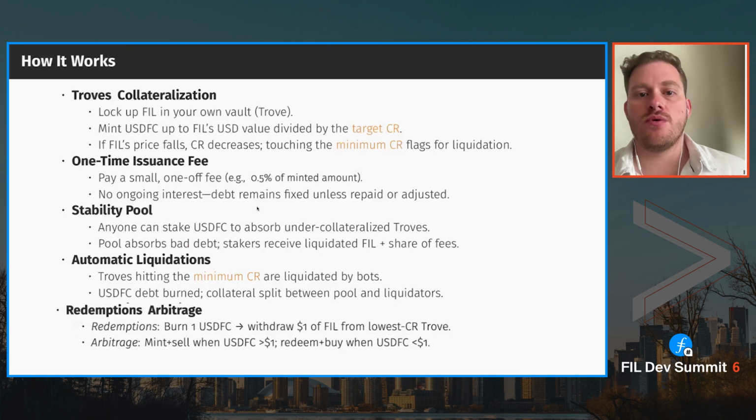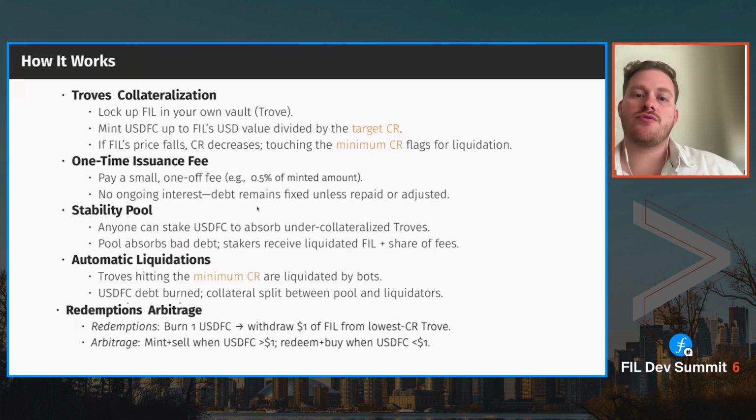So how does the USDFC work? Well, there's three main components to it. Troves, which are the part that holds the reserve token. Liquidations that mitigate the devaluation risk, the downside risk, and redemptions and arbitrage, which are the mechanisms that are used to maintain the peg to $1.